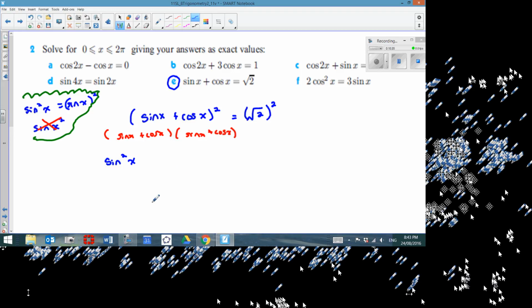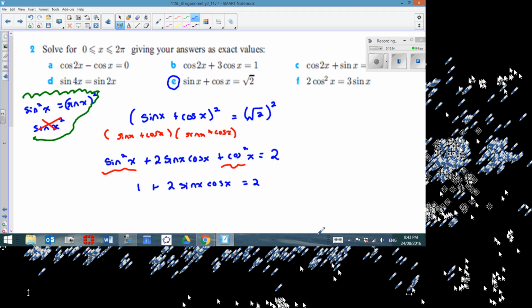Sine squared, sine times cosine and cosine times sine. That means I'll have a double of sine x cosine x. And then I also have cosine squared. Okay, that helped me get rid of the square root. So now I have a 2. It also gave me a sine squared and a cosine squared. So I know that sine squared and cosine squared equals 1. So now I'm looking at 1 plus 2 sine x cosine x.